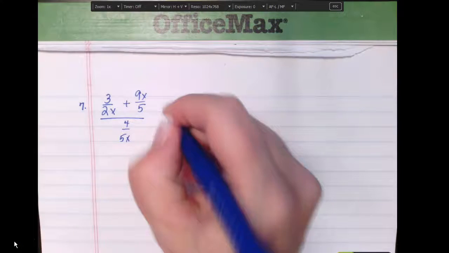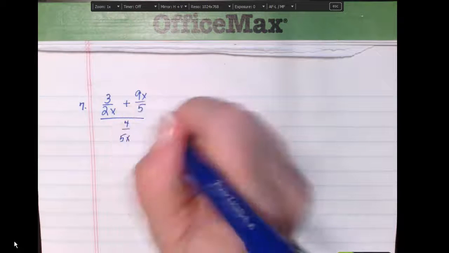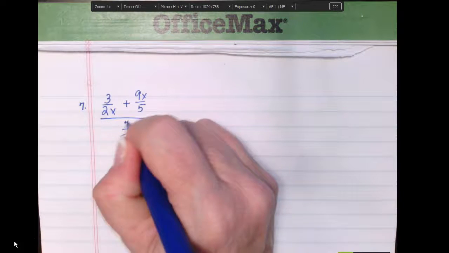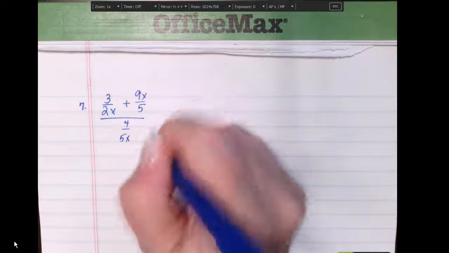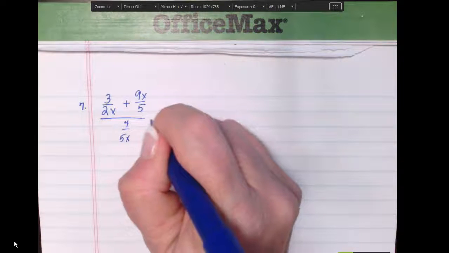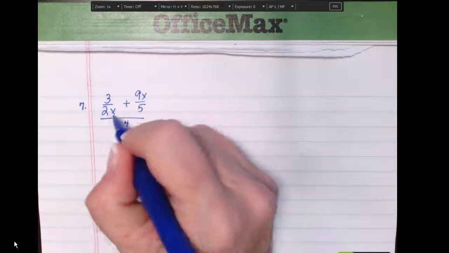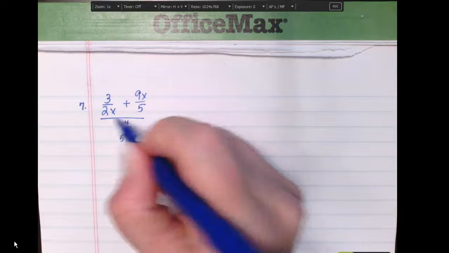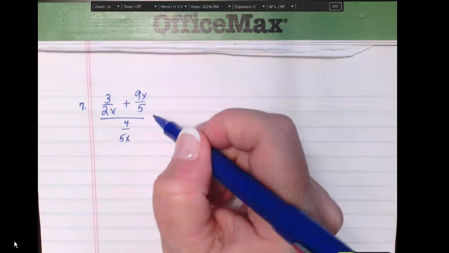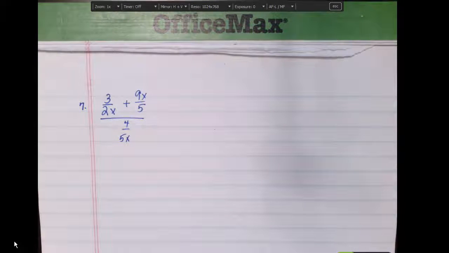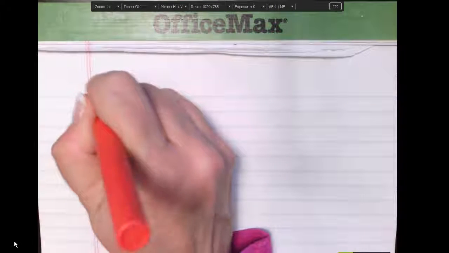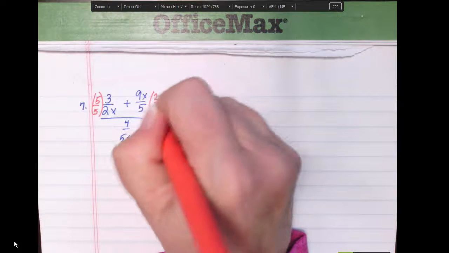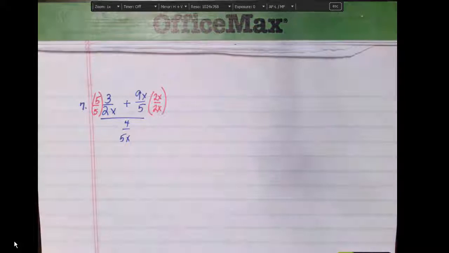Okay, in problem number 7, I've got a numerator that needs to be combined, and in my denominator there's no addition or subtraction, so I can leave that alone for the time being. So I'm looking at my two denominators here. I've got a 2x and a 5, and I can see that my common denominator is going to have to be 10x. So I'm going to have to multiply by 5 over 5 on the first one and 2x over 2x on the second one.